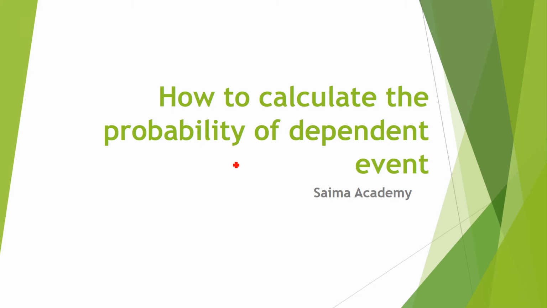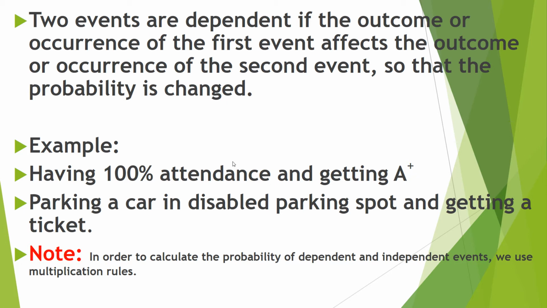In this lesson, I will explain to you how to calculate the probability of dependent events. First I will explain dependent events, then we will solve some questions in order to make it clear. Two events are dependent if the outcome or occurrence of the first event affects the outcome or occurrence of the second event, so that the probability is changed.